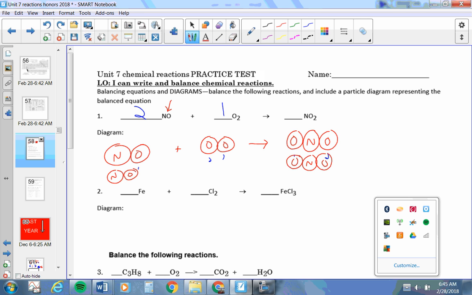I drew 2 of those. There's only 1 of those. I don't need that, but I can put it in there. And there's 2 of those. That's how I used a diagram to balance it.